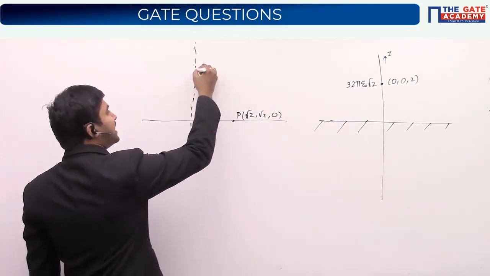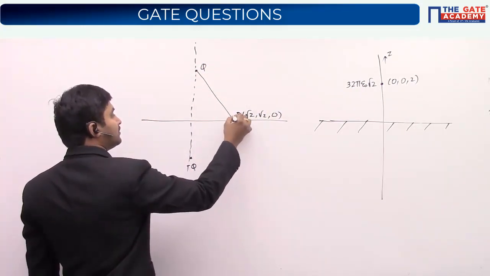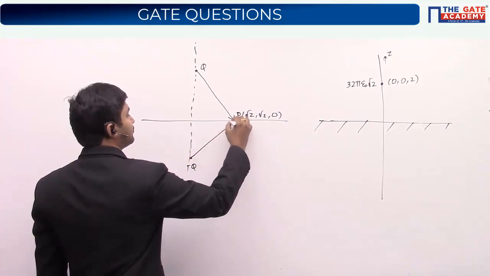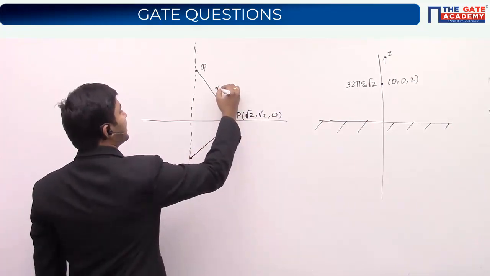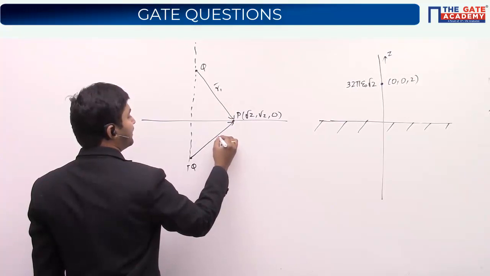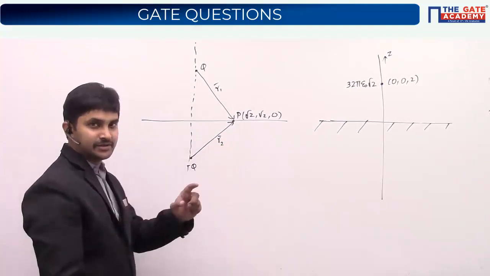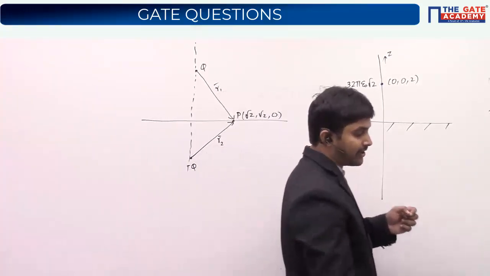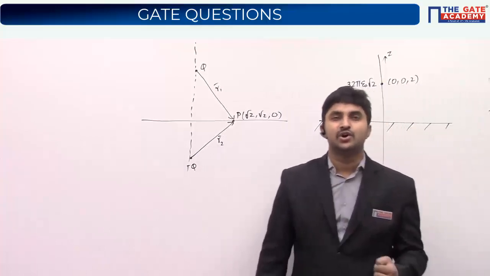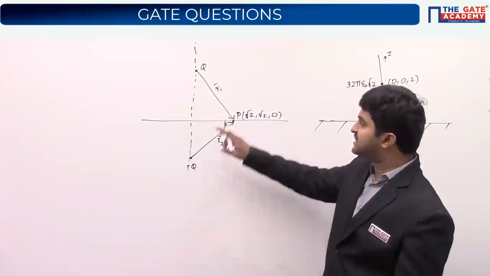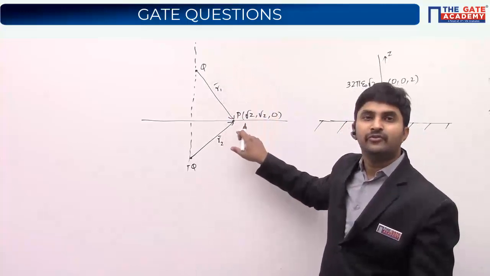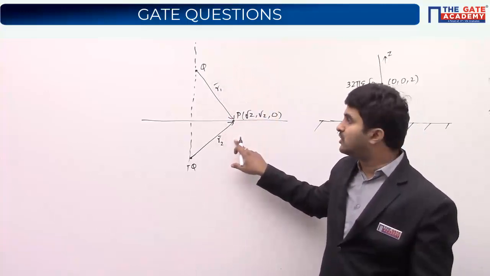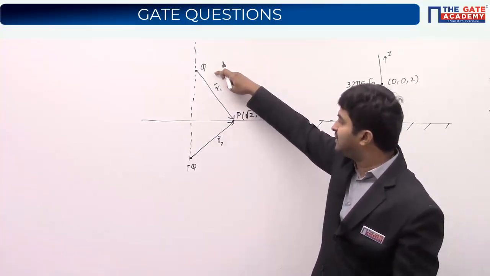Then what I will do is find the position vectors. Let me call this R1 bar and this R2 bar. And we have discussed previously that whenever you have a positive charge or a negative charge, we always draw the position vector or the distance vector in the direction of the field point.